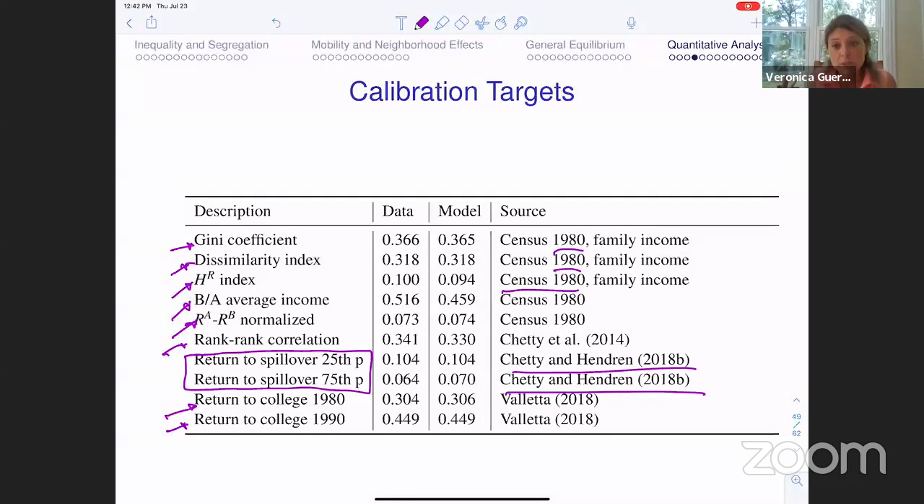And so we are using two numbers. We are going to use the fact that if you take families in the bottom 25th percentile of the population, so the poor ones, they are going to have an effect of 10% higher income when they grow up. And if you take families in the 75th percentile, you're going to have a 6% higher income when they grow up. Okay, and we target these two numbers as well.